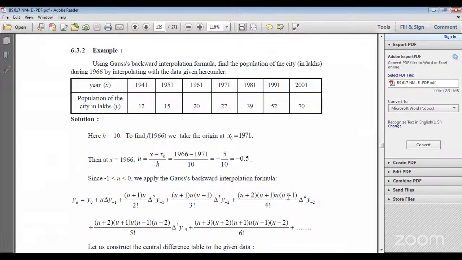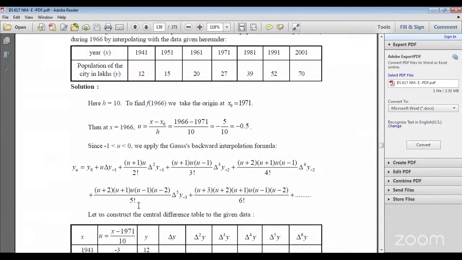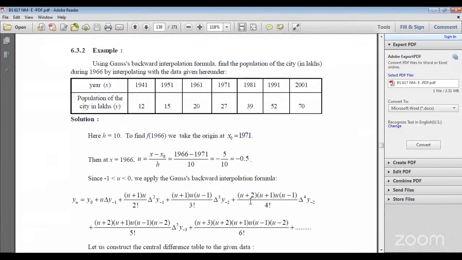We are taking y u is equal to y naught plus u delta y minus 1, plus u plus 1 into u by 2 factorial delta square y minus 1, plus u plus 1 u minus 1 by 3 factorial delta cube y minus 2, plus u plus 2 u plus 1 u into u minus 1 by 4 factorial delta 4 y minus 2, plus u plus 2 u plus 1 u into u minus 1 u minus 2 by 5 factorial delta 5 y minus 3, plus u plus 3 u plus 1 u into u minus 1 u minus 2 by 6 factorial, and so on.